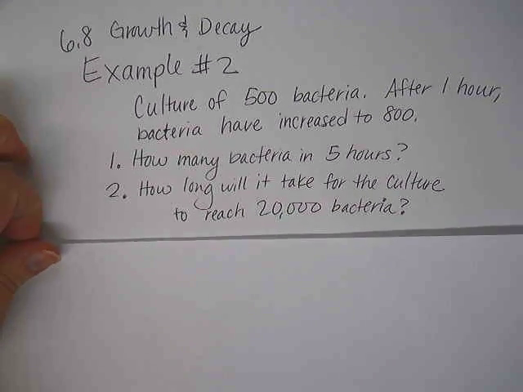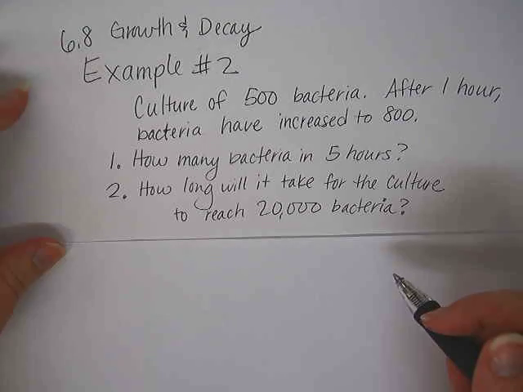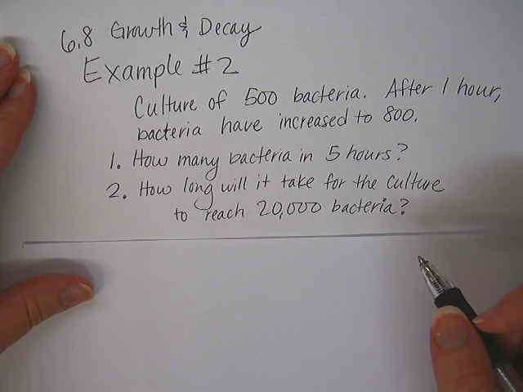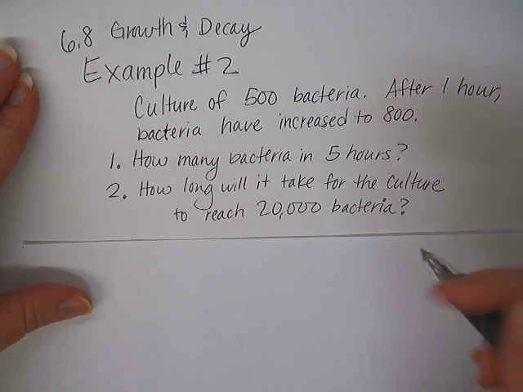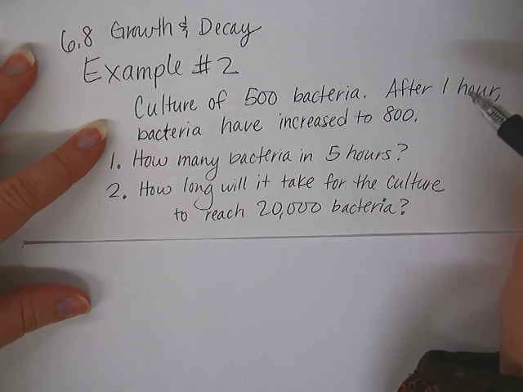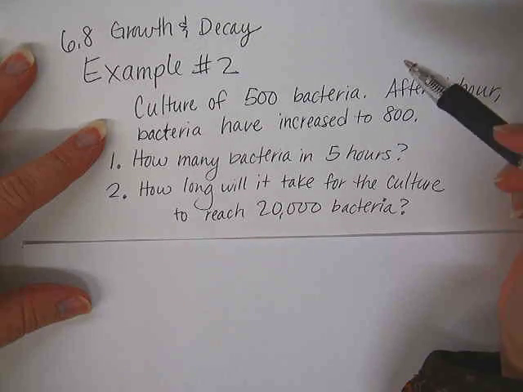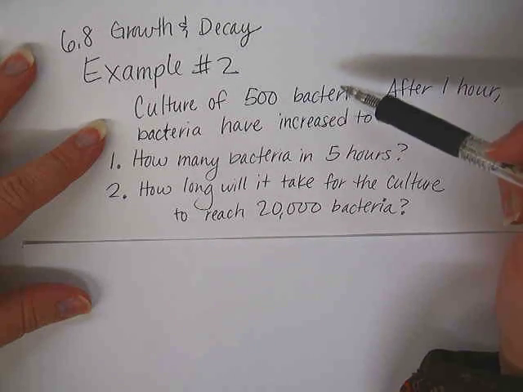We're going to do another example on growth and decay. The last example we did was the decay of a radioactive isotope to do carbon dating. This one is doing the growth of a population, this particular population of bacteria.